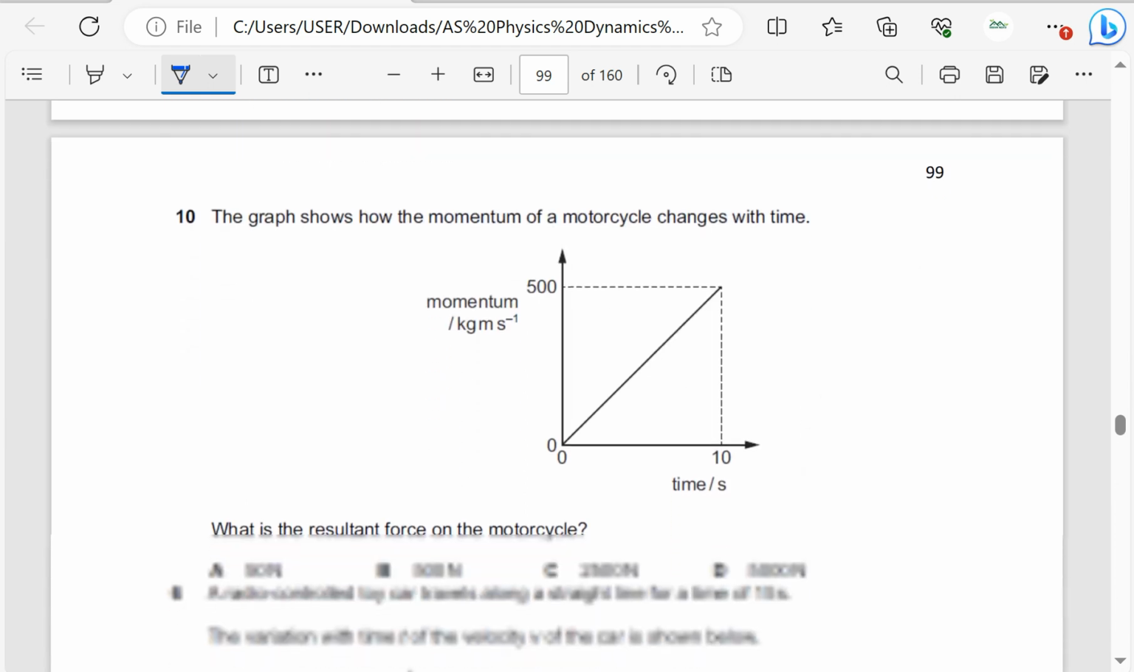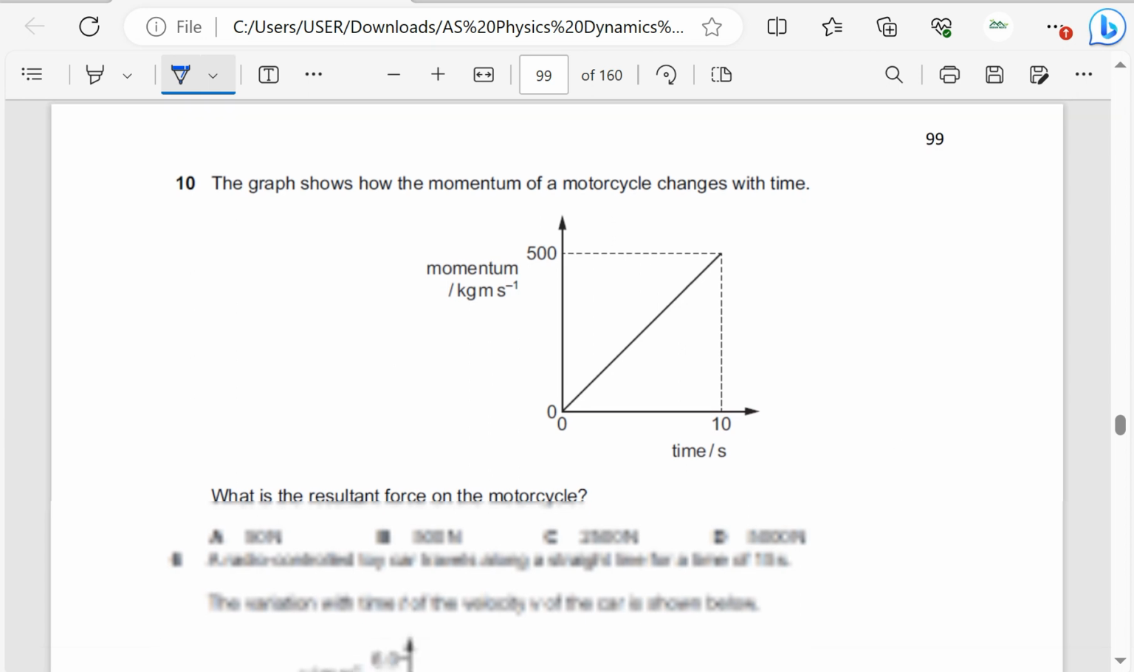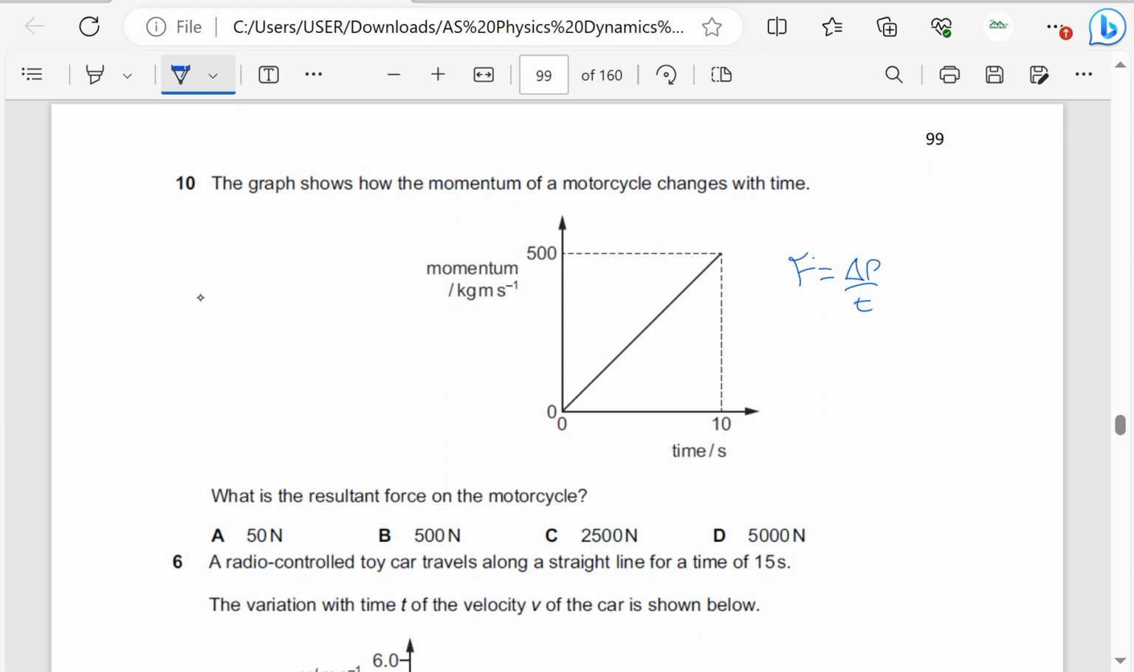The graph shows how the momentum of a motorcycle changes with time. What is the resultant force? From Newton's second law, the resultant force F is equal to the rate of change of momentum. Force is the rate of change of momentum. So this is going to be 500 minus 0 divided by 10 minus 0, which gives us 50 newtons. So the resultant force is 50 newtons.